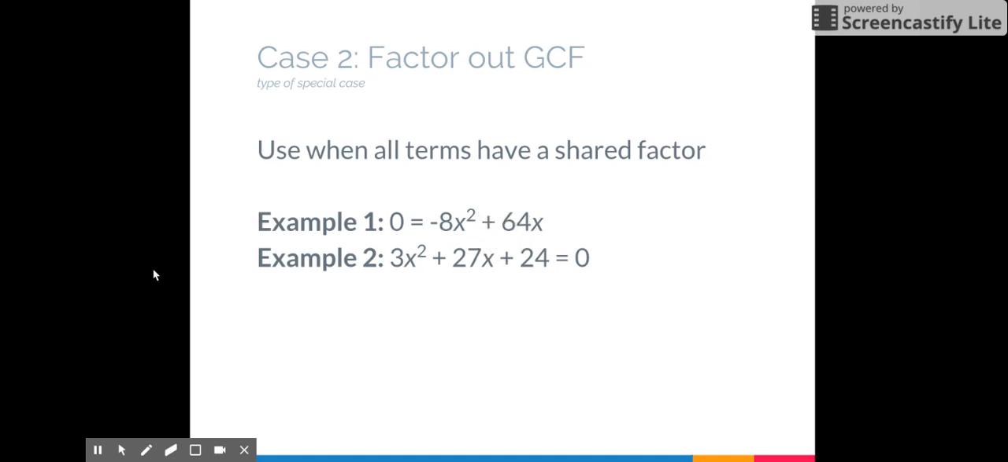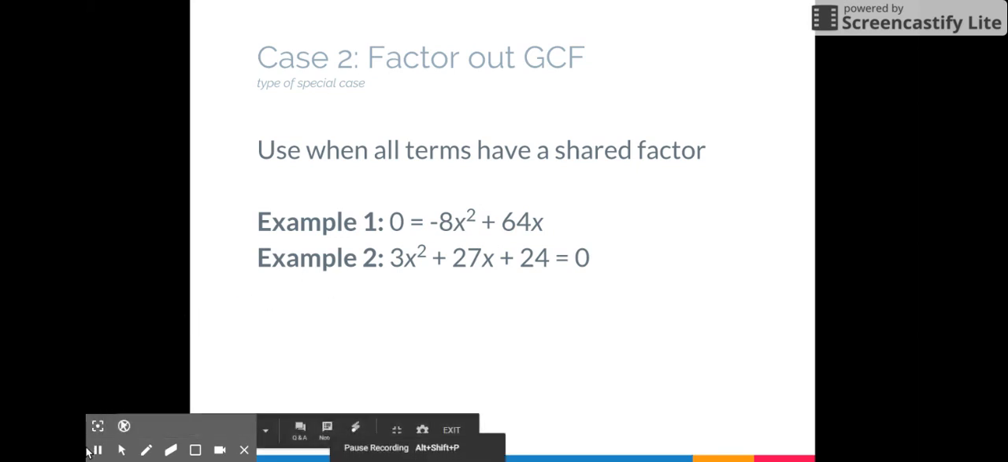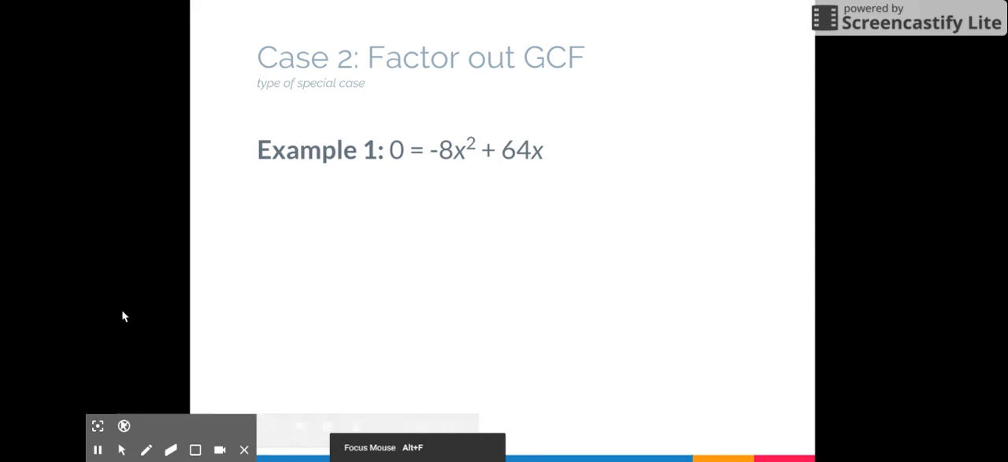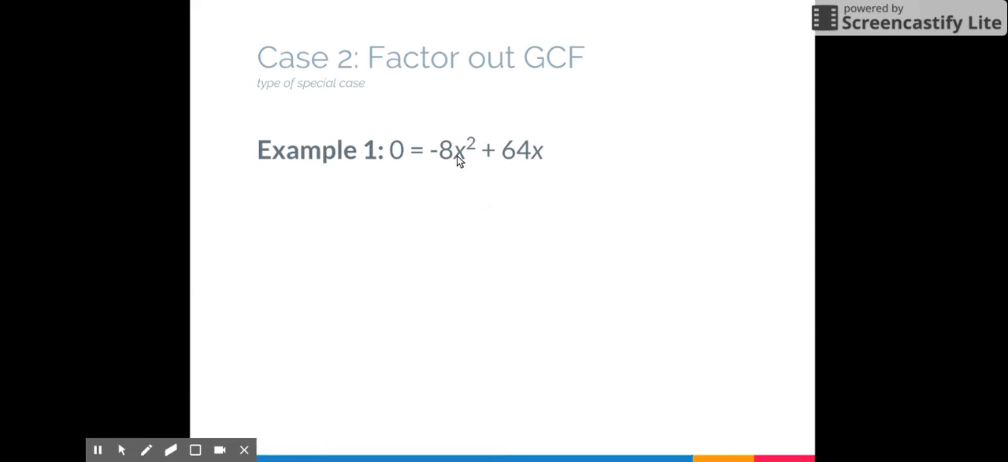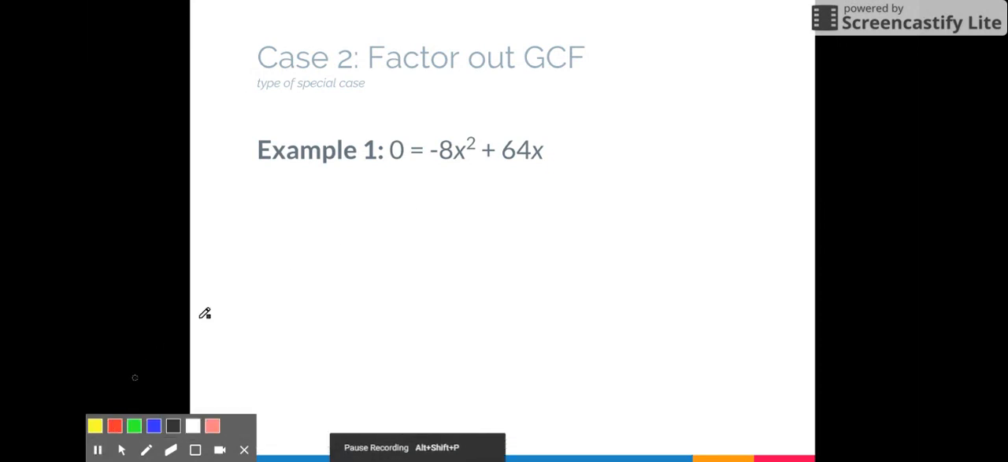The next case is when you factor out the greatest common factor, and here are two examples of when you can do that. You just want to make sure that every term has a shared factor to factor out. So in this case, it's similar to the first one, but in this case, we don't have a constant. We have just the first quadratic and linear term. And whenever you have a quadratic and linear term, you can always factor out an x, but you might be able to factor out something else as well.